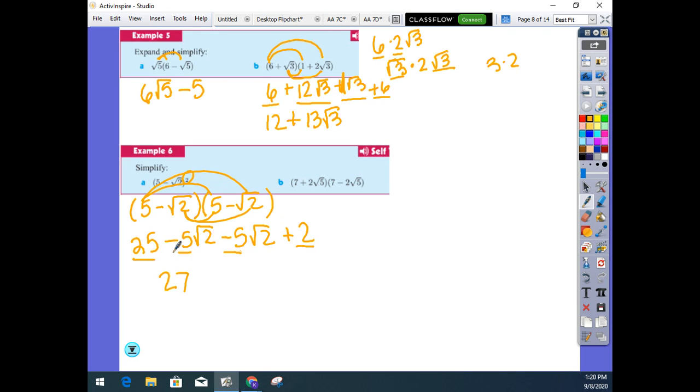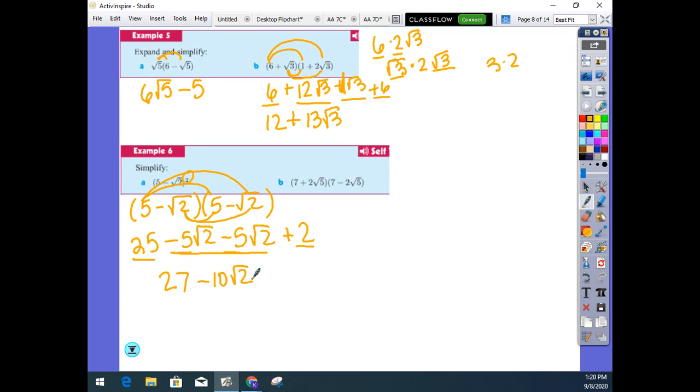Negative 5, we're combining like terms. It's negative 10 radical 2. So think of adding and subtracting radicals as like terms. They have to have the same radical in order to add or subtract them.